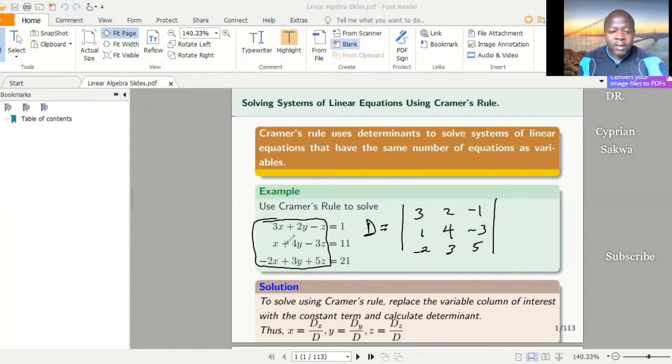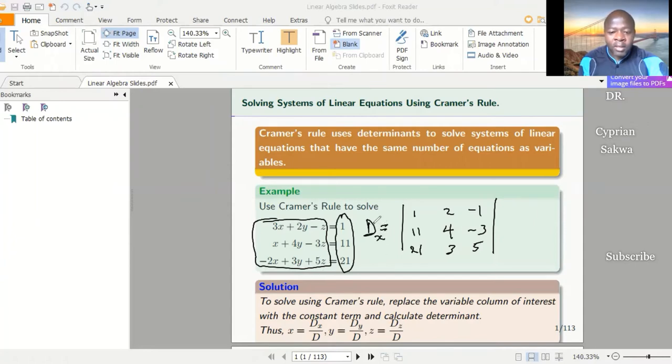So to find the determinant with respect to x, I'll notice that this column is for the coefficients of x. So this column of the coefficients of x is what I'll substitute with the constants. These are the constants. And that's what I've written here. I've said that to solve using Cramer's rule, replace the variable column of interest with the constant term. So the constant term is here. The variable of interest is x, and the column for x was this. So this column is the one I replace with the constants. The constants are 1, 11, 21. And so that will give me the determinant with respect to x, dx.